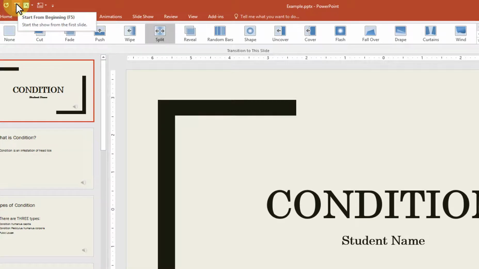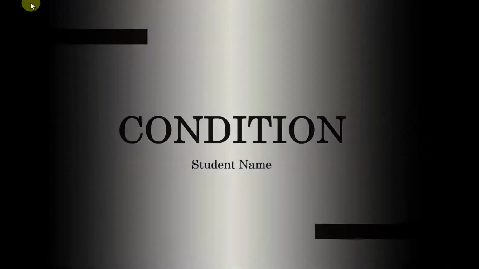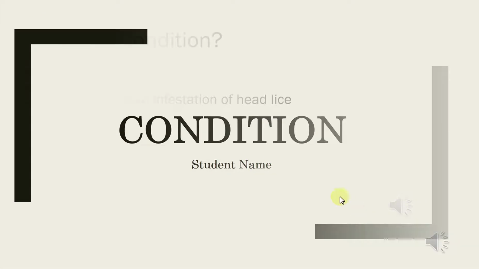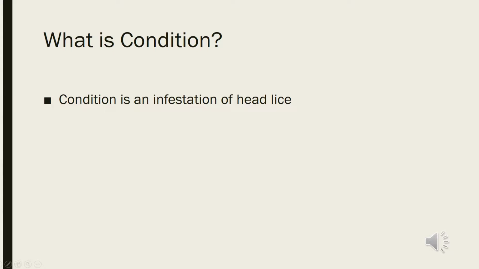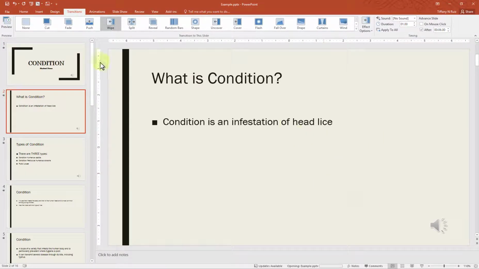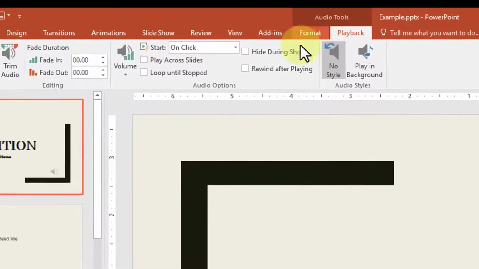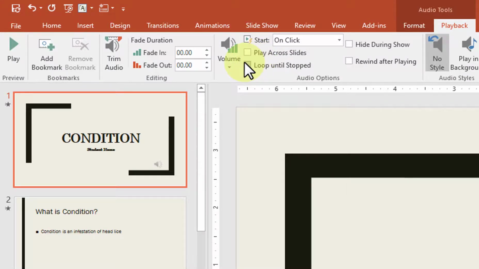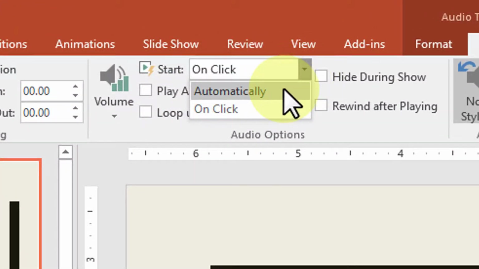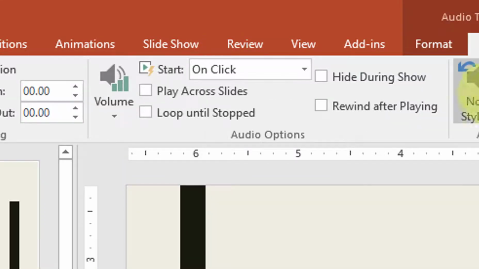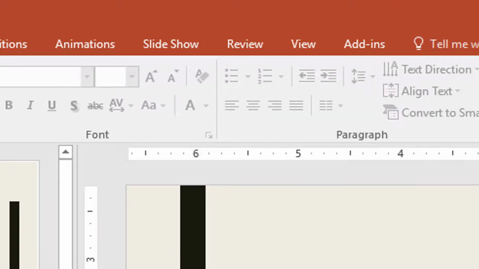So then when we hit up here, start from the beginning, this is what we see. We don't have it on auto. Okay. See, it is transitioning. We have not set our audio. So we go back to the first one. Click on that, playback, and we need to have it start. There we go. It says start on click automatically. Make sure you change your sound to automatically. Otherwise, it's not going to start. We're going to do that to all of them.